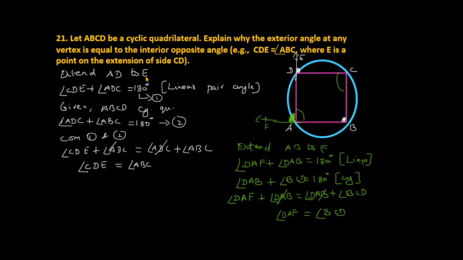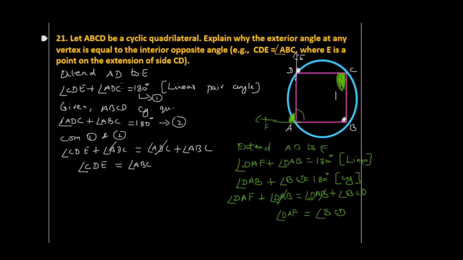So DAF, this is the angle. The opposite interior angle is this. These two are equal. So wherever we are extending, we will be getting the correct answer. The exterior angle is equal to the opposite interior angle in a cyclic quadrilateral.